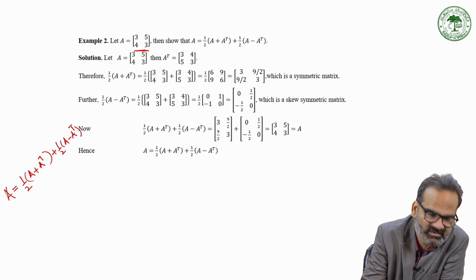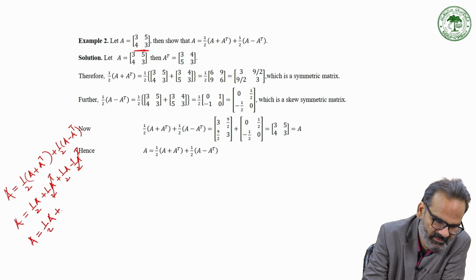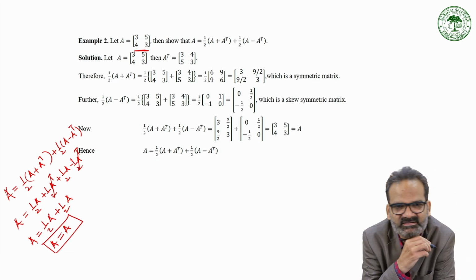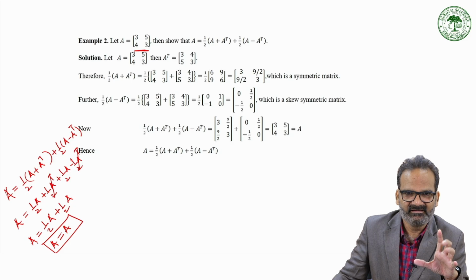Before the solution, let us see what I am doing here. If you open this, A can be written as 1 upon 2 A plus 1 upon 2 A transpose plus 1 upon 2 A minus 1 upon 2 A transpose. So this and this cancel out. What is left? A equals 1 upon 2 A plus 1 upon 2 A, and this is A equals A, right? Clear?